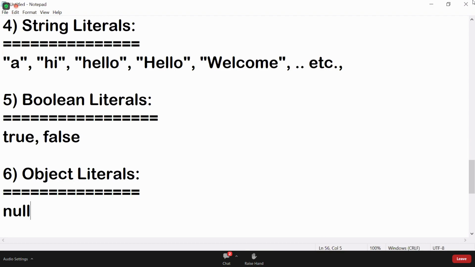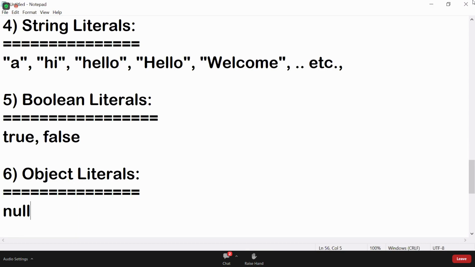Positive numbers, negative numbers, and zero. Positive numbers, negative numbers, and zero are called integer literals. With a decimal point, point something, they are floating point literals. One character in single quotes is a character literal. One character or many characters in double quotes are string literals. True and false are Boolean literals, and null is the object literal.